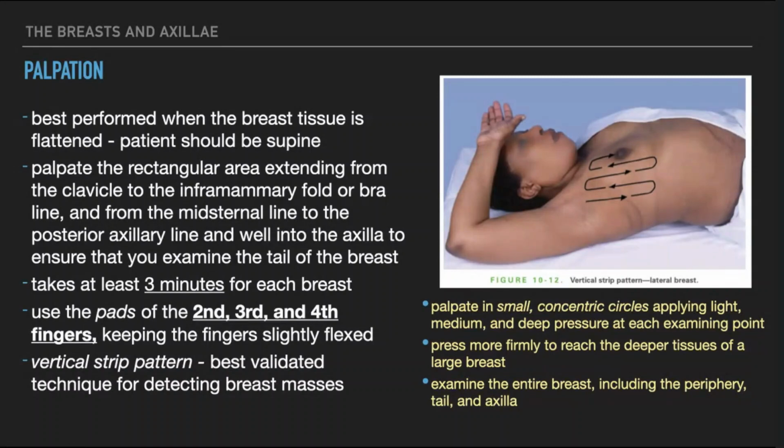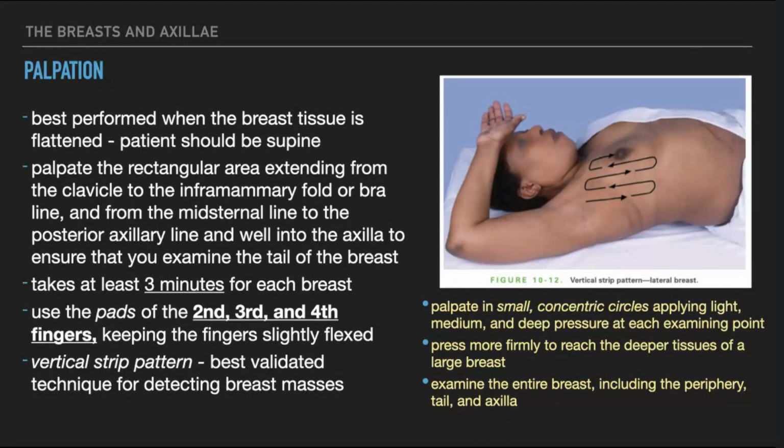Use the pads of your second, third, and fourth fingers, keeping the fingers slightly flexed. You do it in a vertical strip pattern because it's the best validated technique for detecting breast masses. As seen here, usually palpate in small concentric circles, applying only light, medium, and deep pressure at each examining point. Press more firmly to reach the deeper tissues of a large breast and examine the entire breast, including the periphery, tail, and axilla, because sometimes the masses are already there near the axilla. So it's very important that you palpate that area as well.